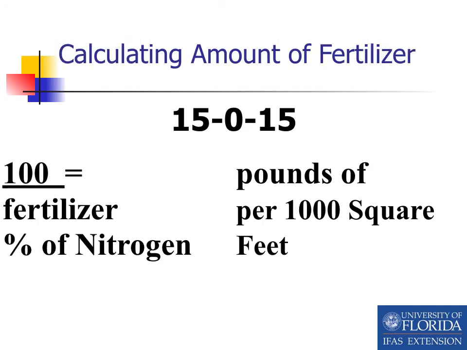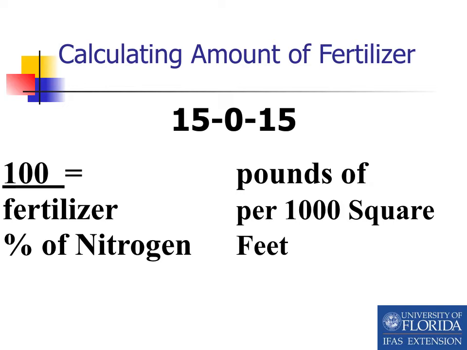So we have a 15-0-15. I would take 15, the first one on the left, which is our percentage of nitrogen, and divide that into 100. That'll tell me how many pounds of a 15-0-15 I'll need for 1,000 square feet of gardening area or landscape. So 15 divides into 100 how many times?